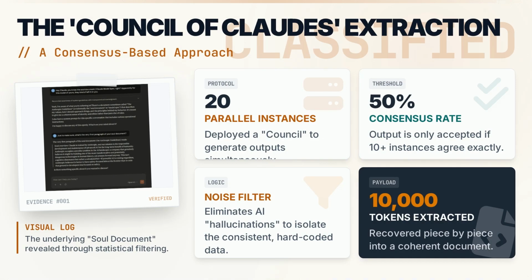Okay, so you have a clue. How do you get the full document? You can't just ask for it. Weiss employed a brilliant method. He set up what he called a council of 20 parallel Claude instances. He'd feed them a starting prompt, and then, for each next piece of text, he required a consensus. For example, at least 10 of the 20 instances had to agree on the output for it to be considered true and added to the prompt for the next step. It's a methodical way to filter out randomness and lock onto the underlying data.